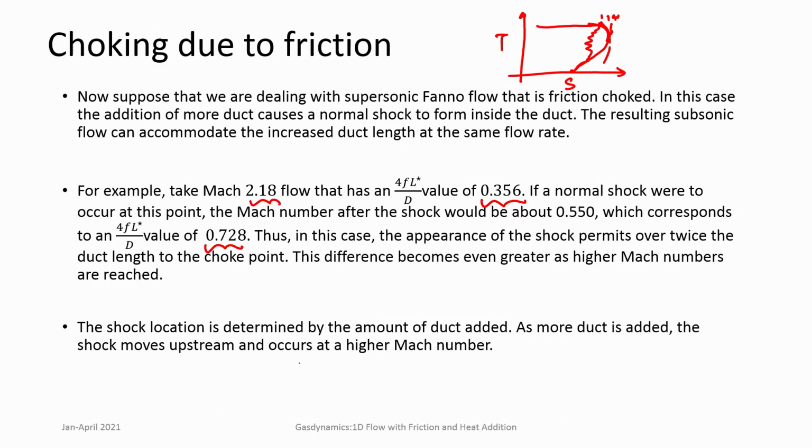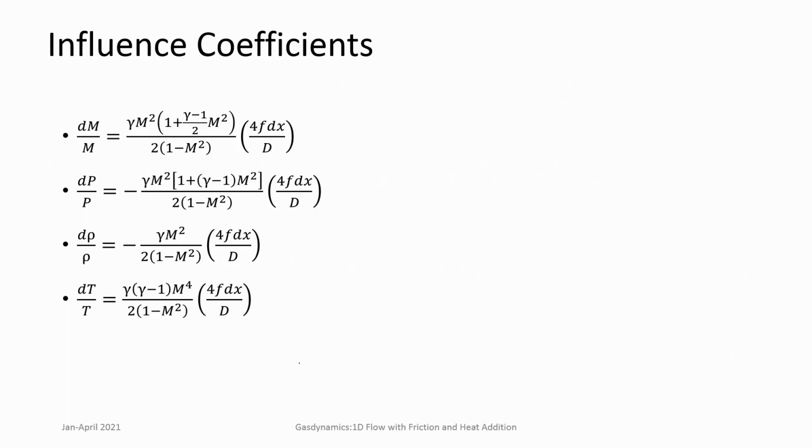So, in supersonic flows, if you have a choked condition, that is Mach number equal to 1 at the exit, length is maximum L star, and you try to increase the length a little bit, then it can form shocks within the duct. Okay. And the amount of duct added will determine where the shock is located, and it can go further upstream. So, that is about the concept of frictional choking, and now we look at these influence coefficients.